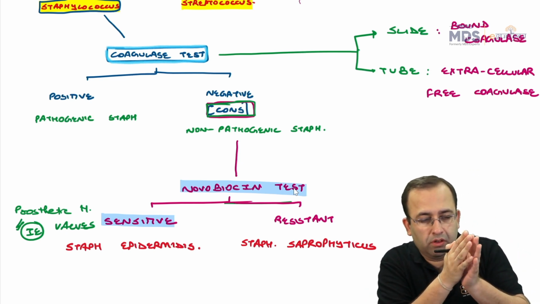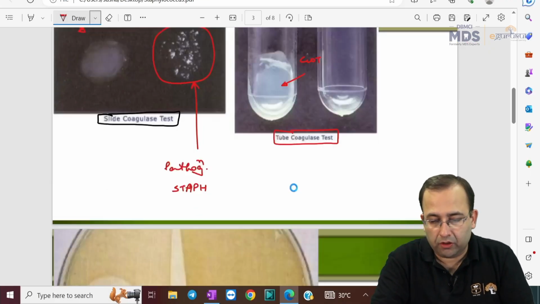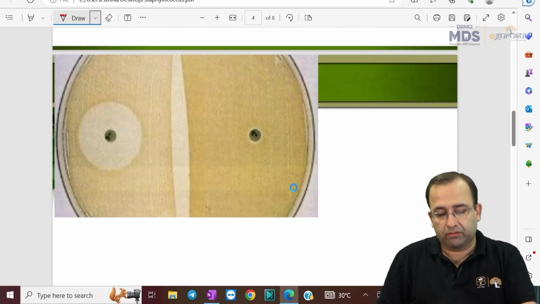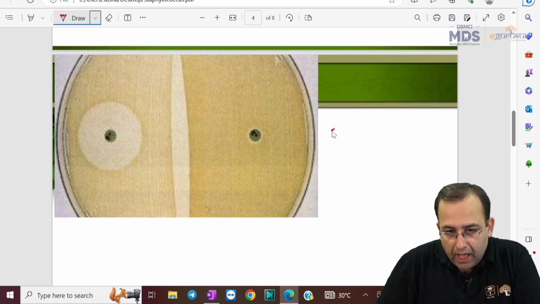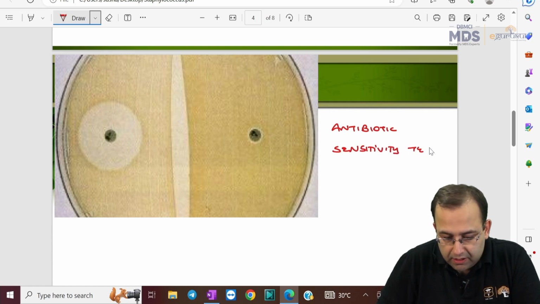Is divided into Novobiocin sensitive, that is Staph epidermidis. देखो बच्चे, have a look at this. This is an antibiotic sensitivity testing disc. This is antibiotic sensitivity testing.